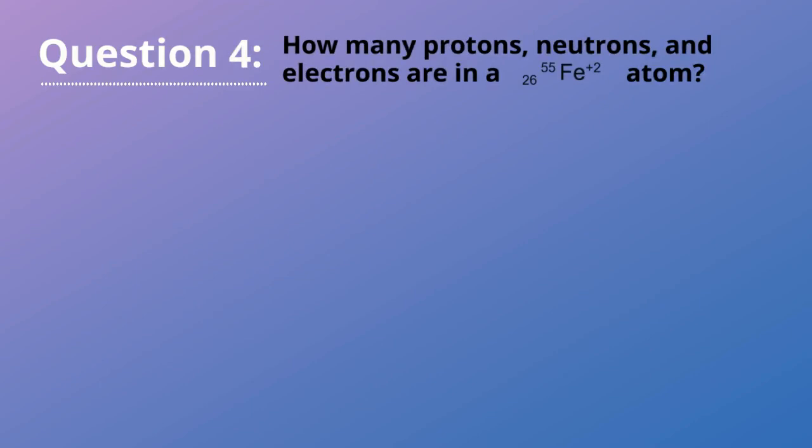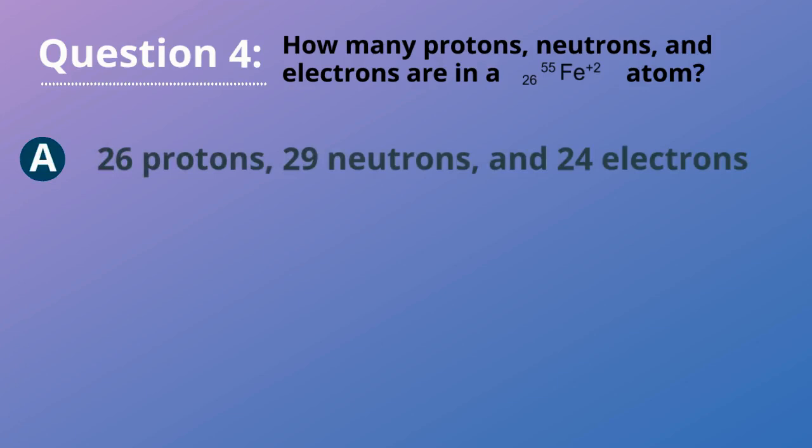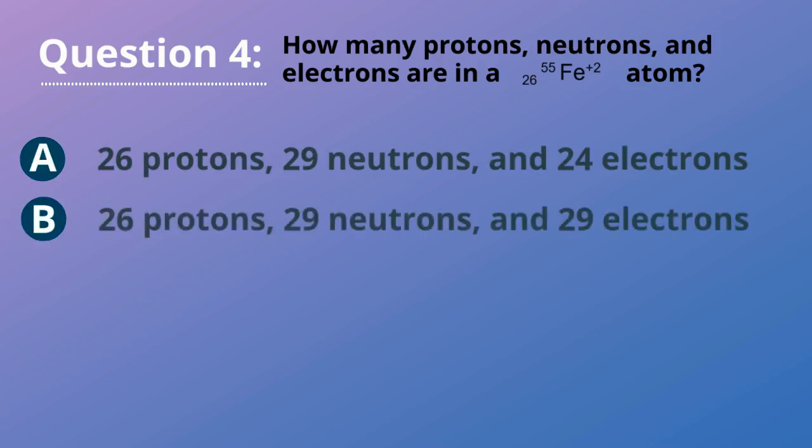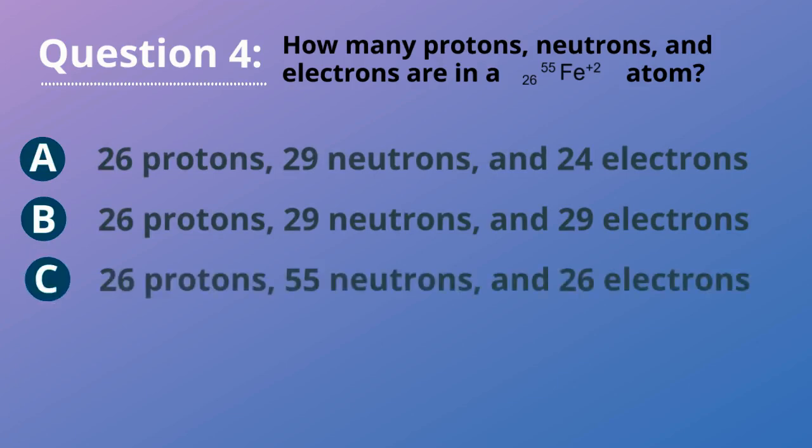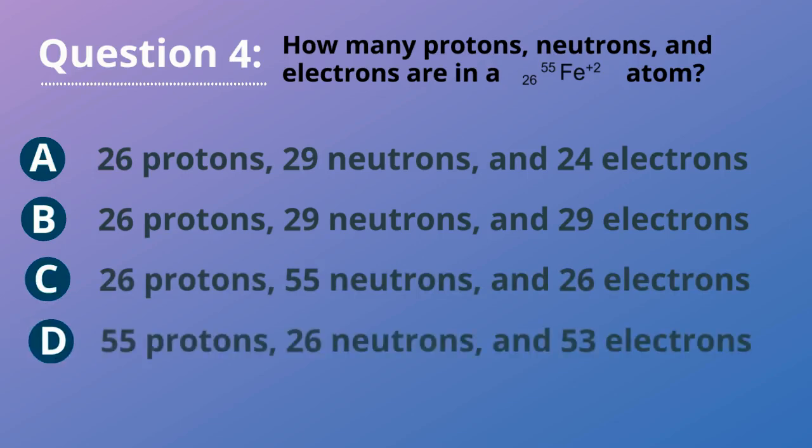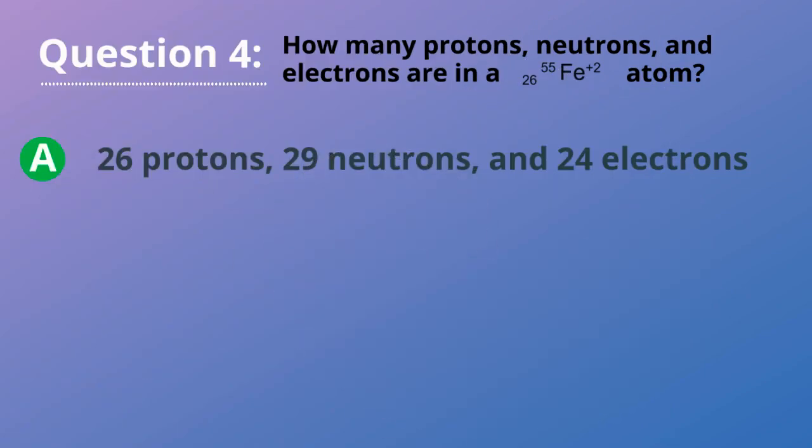Question 4. How many protons, neutrons, and electrons are in this iron atom? A. 26 protons, 29 neutrons, and 24 electrons. B. 26 protons, 29 neutrons, and 29 electrons. C. 26 protons, 55 neutrons, and 26 electrons. Or D. 55 protons, 26 neutrons, and 53 electrons. The correct answer is A.